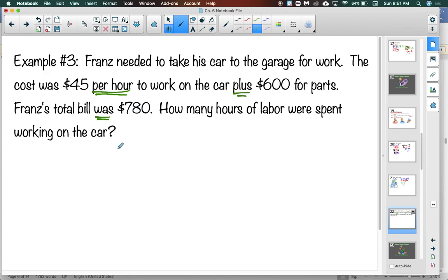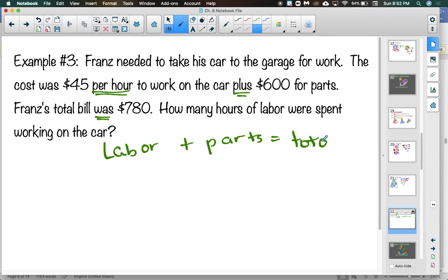Let's start with a verbal model, shall we? So we start off here with labor. They're going to have to pay for labor, and we're going to have to pay for parts, and that's going to get me my total. Your verbal model might look a little bit different than mine. That's okay, but that's how my brain works for this one.